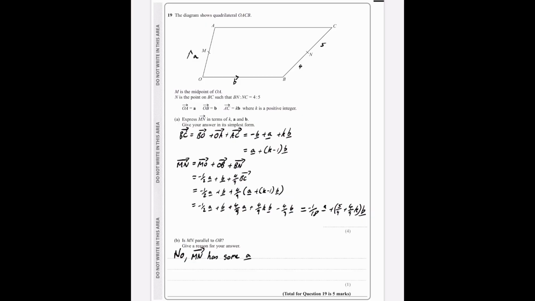Is MN parallel to O to B? No, because we can see MN has got minus an 18th of little a in it. O to B is just a scalar multiple of little b, so no, they are definitely not parallel.